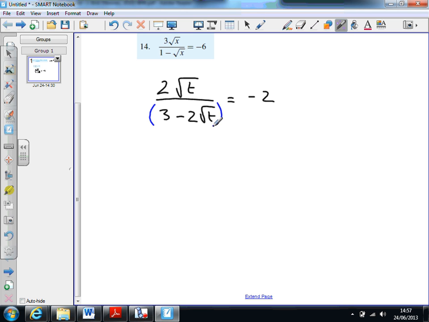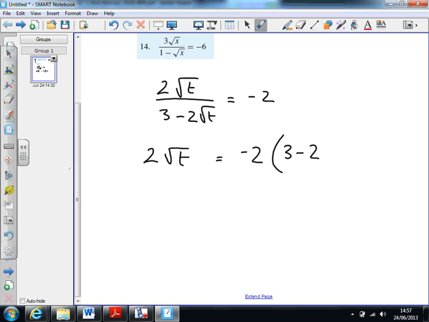This whole term underneath I want to get rid of. So let's multiply both sides of this equation by that term that's underneath, which will get rid of it on the left-hand side. So we'll just have 2 root t on the left equals minus 2 times this term, 3 minus 2 square root of t.